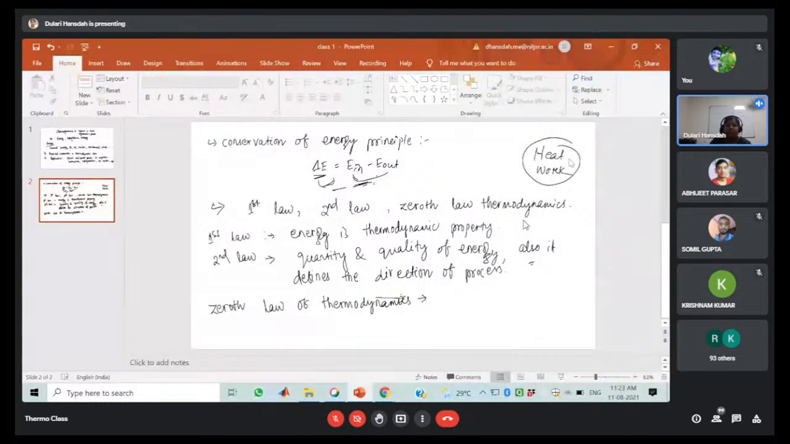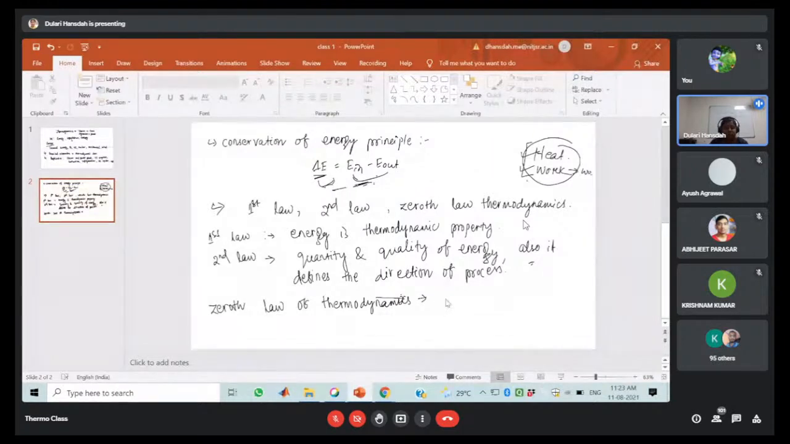Okay, these two points I will discuss. And what is the example of low grade energy? Low grade energy, mainly we are considering the work. These are the two forms of energy. One is the heat, another one is the work. So I will discuss it. Don't worry.